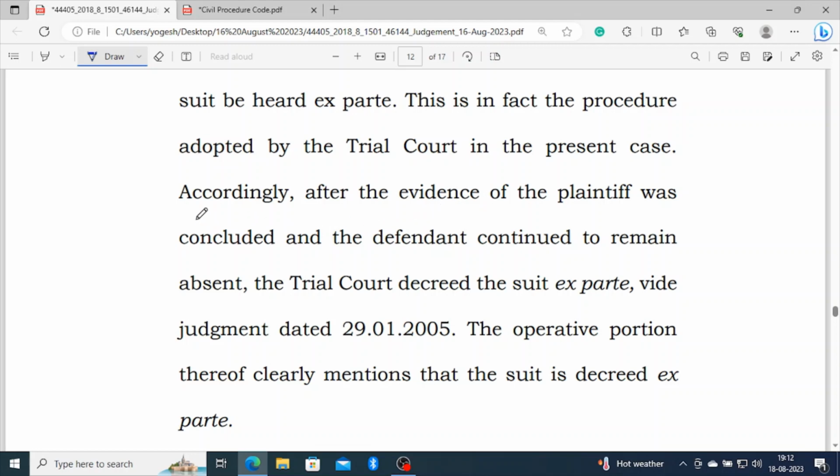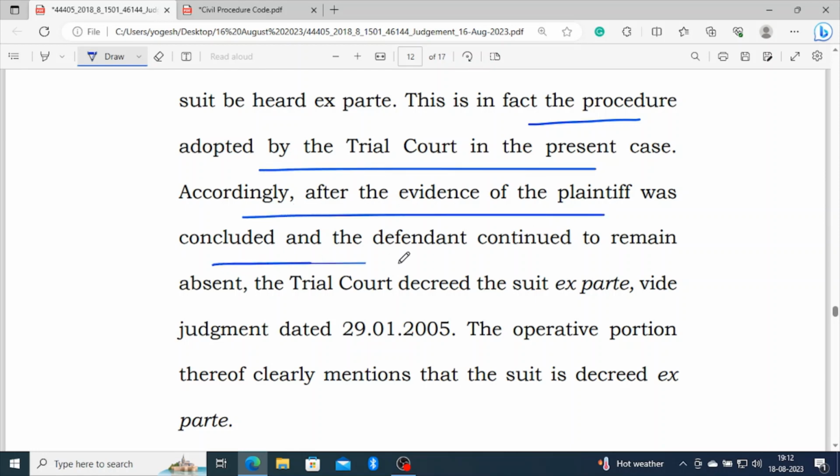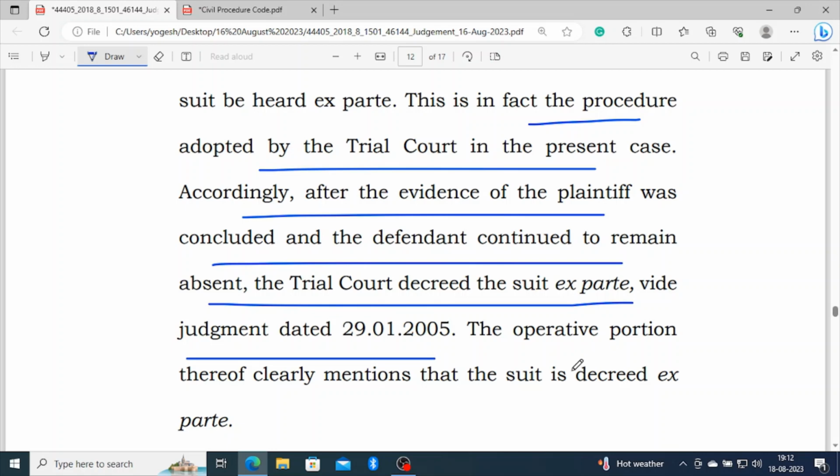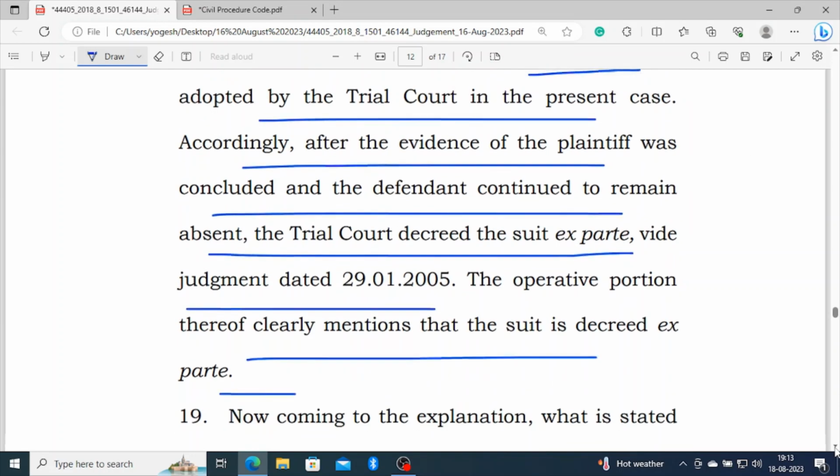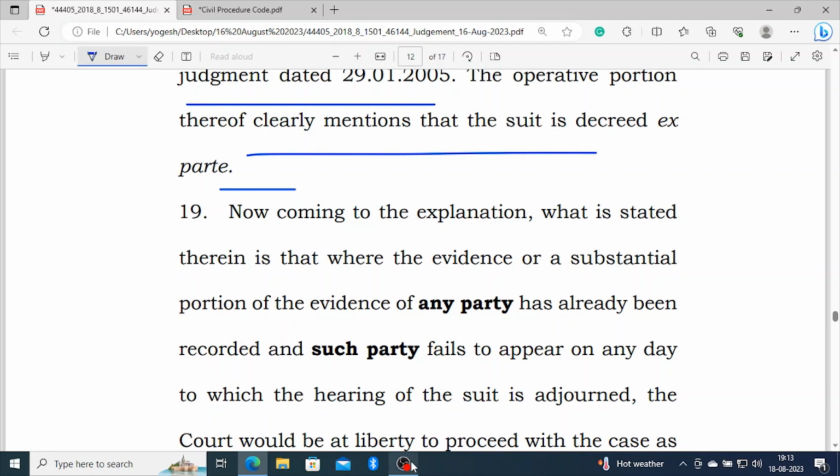So now the situation had revived, the court has said. On the procedure adopted by the trial court in the present case, after the evidence of the plaintiff was concluded, the defendant continued to remain absent. The trial court decreed the suit ex parte by judgment on the stated date. The operative part mentions that the suit is ex parte. After analyzing the materials placed on record, the court held that the suit was passed ex parte.